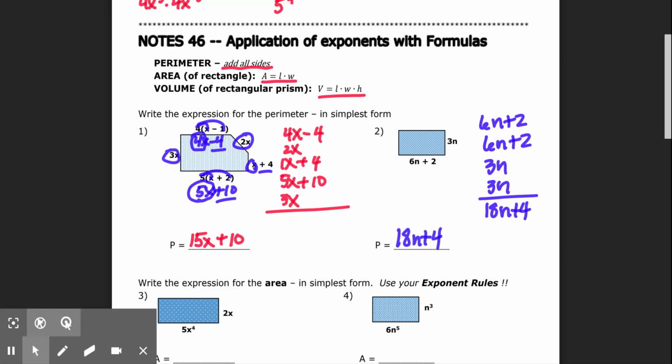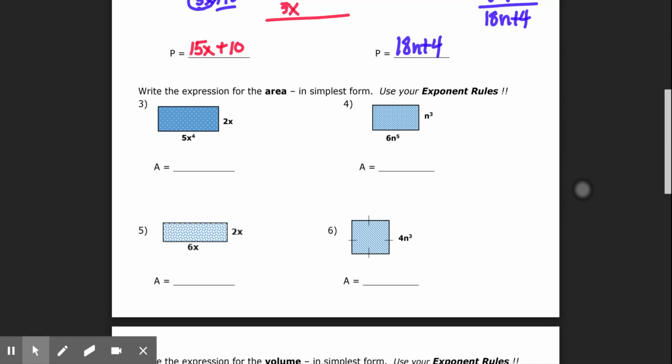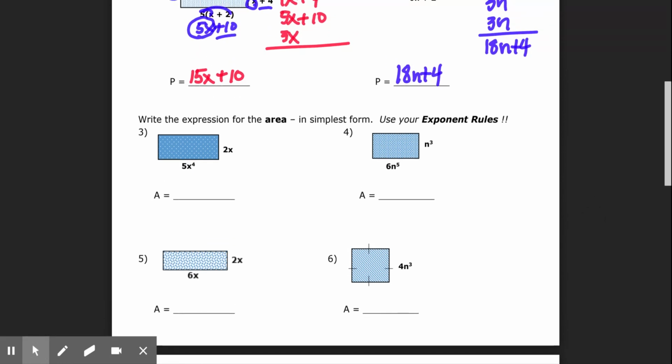All right, let's take a look at number 3. Write the expression for the area. So remember, area is length times width. So that'll be basically 5x to the 4th times 2x. So 5 times 2 is 10. And don't forget, there's a 1 right there. So 4 plus 1 is 5.